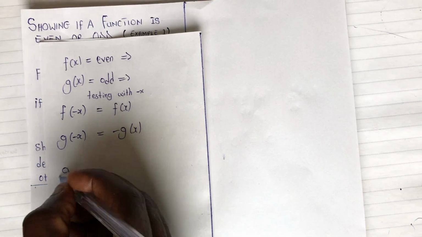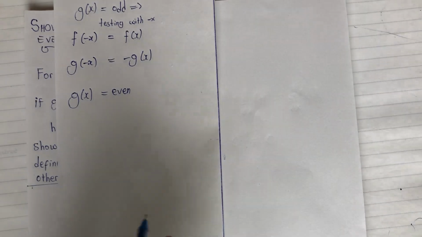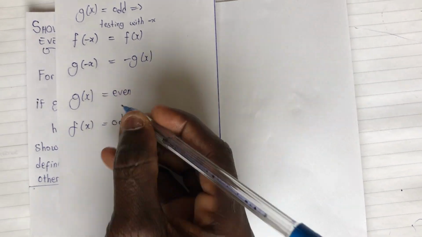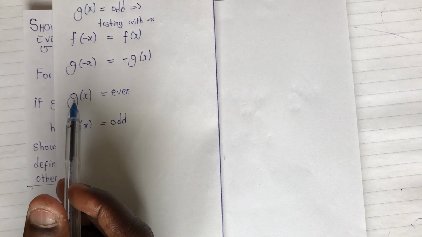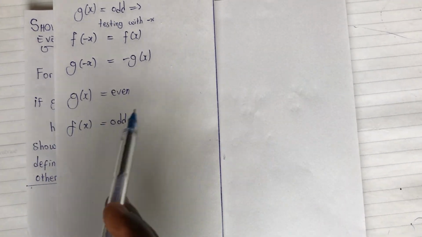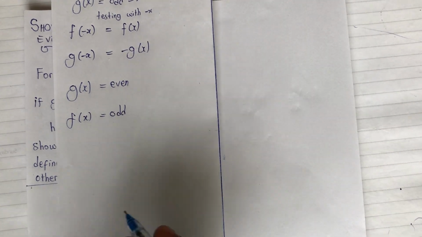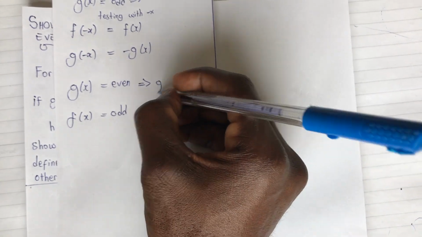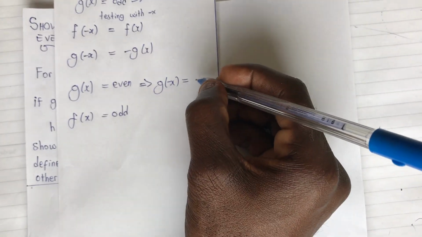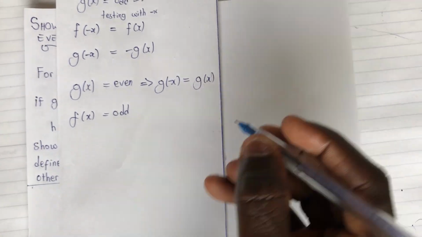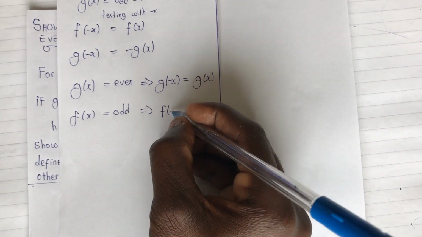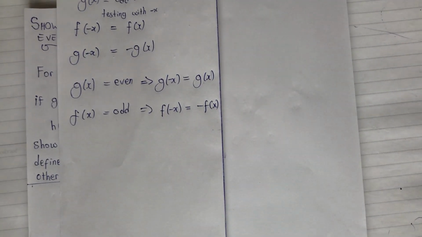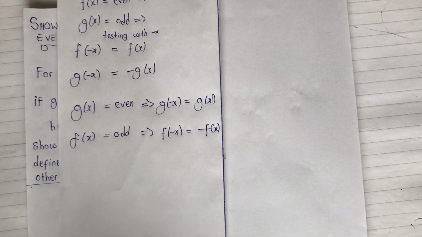In the same way, they can turn it. Sometimes they can say g of x is rather even, and then the function f of x is rather odd. No matter which function, whether it is g of x, h of x, p of x, all you need to do is to test it with a negative x. So when I test this one, g of negative x will give me, since it is even, g of x. And for this one, f of negative x will give me minus f of x. So it doesn't mean that f of x is always an even function. It will be given to you in the question.